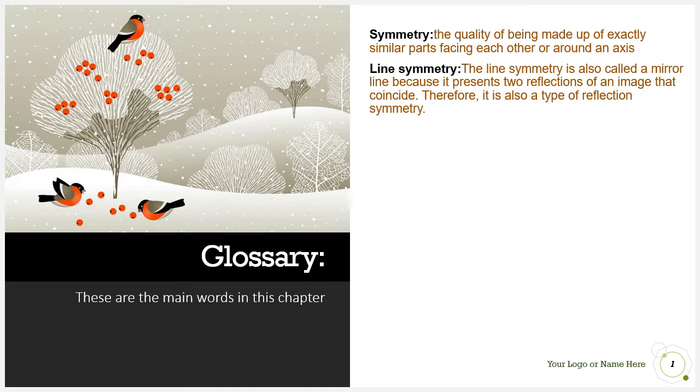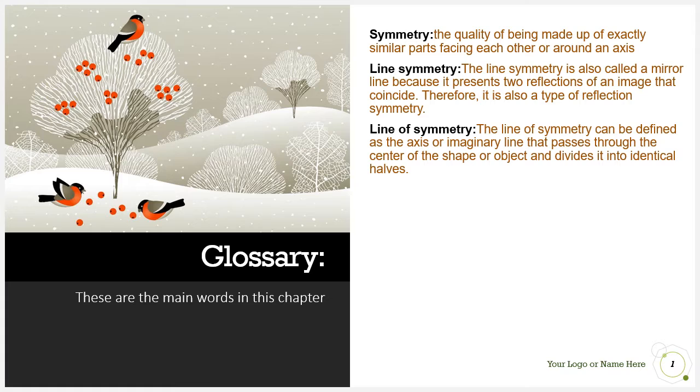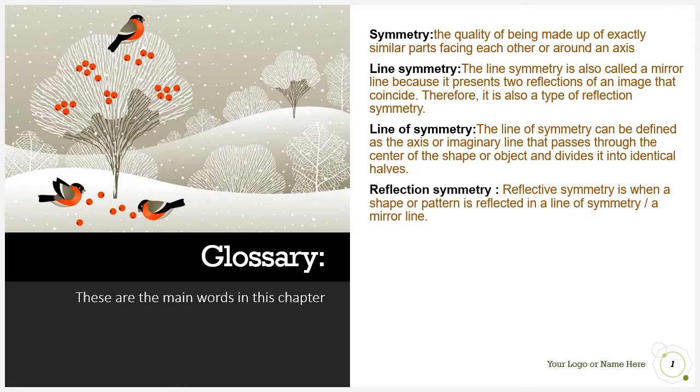Line symmetry. The line symmetry is also called a mirror line because it represents two reflections of an image that coincide. Therefore, it is also a type of reflection symmetry. Line of symmetry. The line of symmetry can be defined as the axis or imaginary line that passes through the center of the shape or object and divides it into two identical halves. Reflection symmetry. Reflective symmetry is when a shape or pattern is reflected in a line of symmetry or a mirror line.